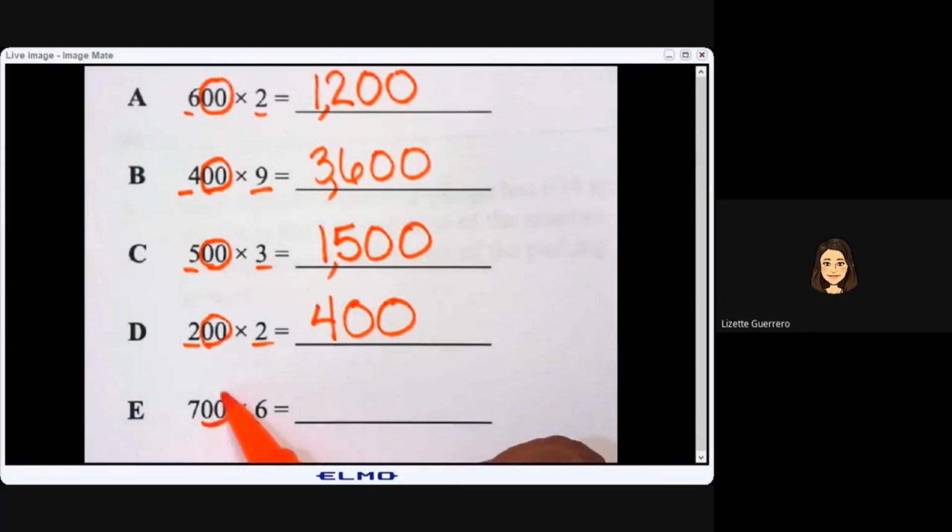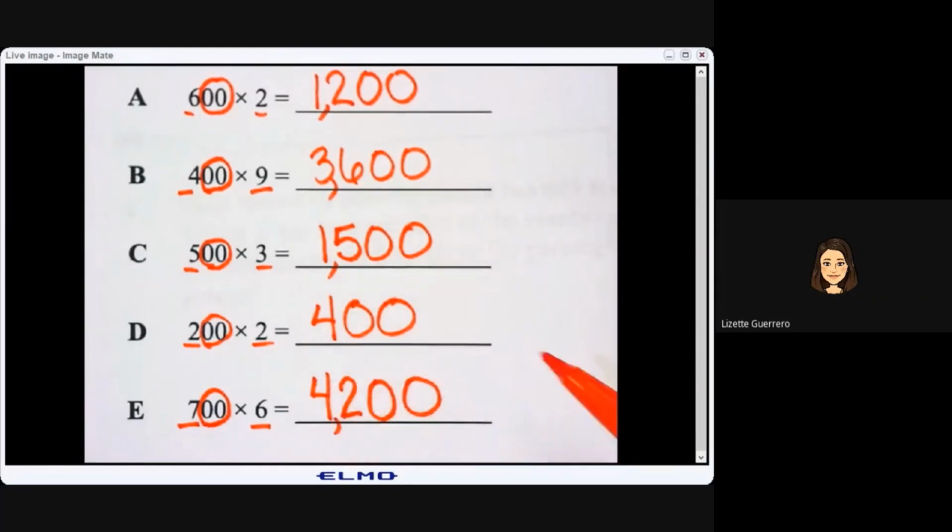Letter E, circle your trailing zeros. Multiply 7 times 6. 7 times 6 is 7, 14, 21, 28, 35, 42. Attach your trailing zeros. 4,200.